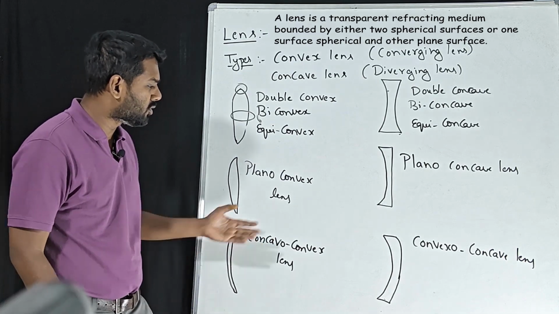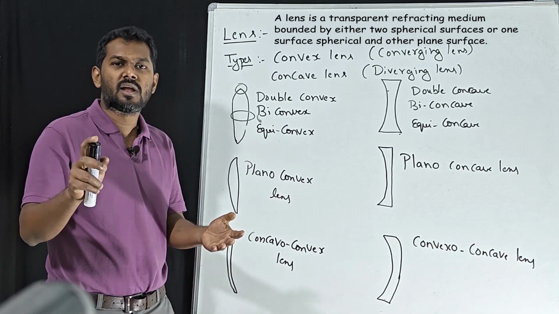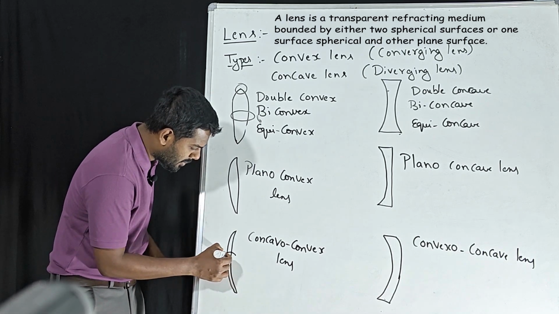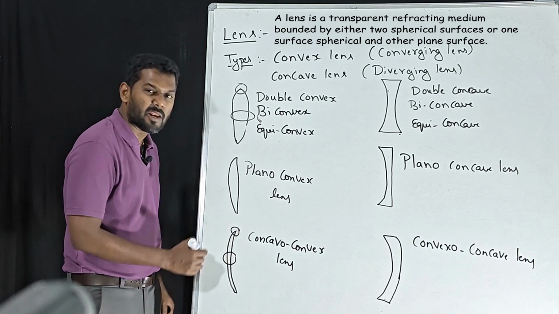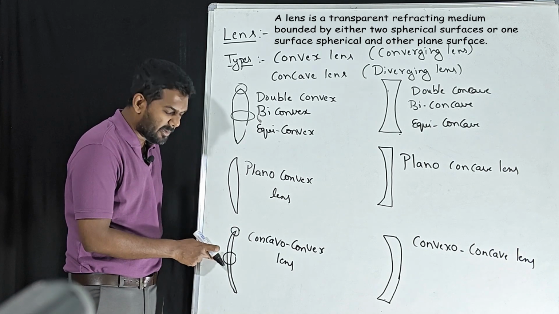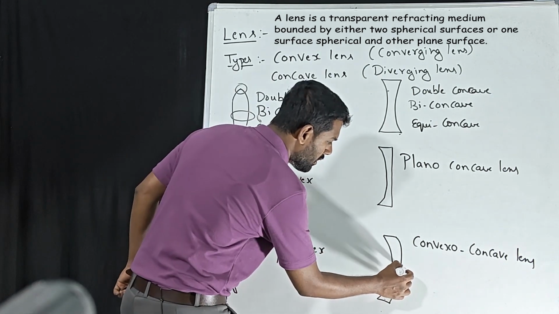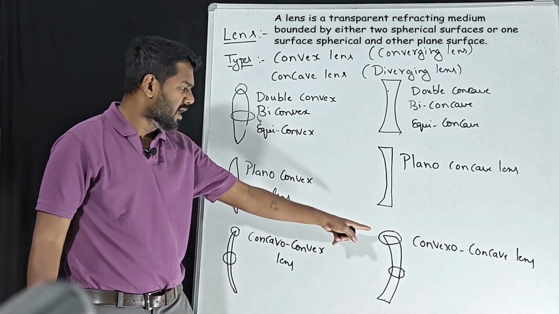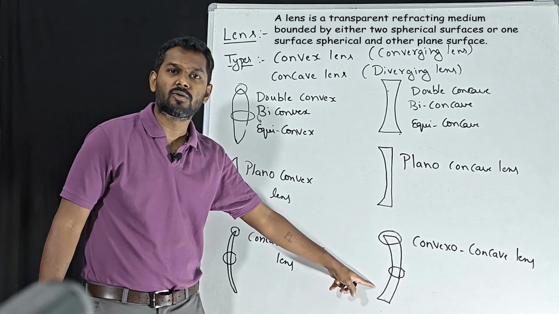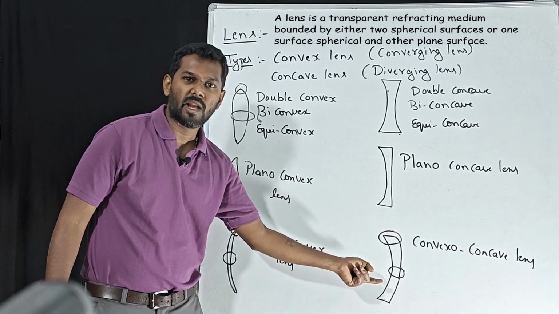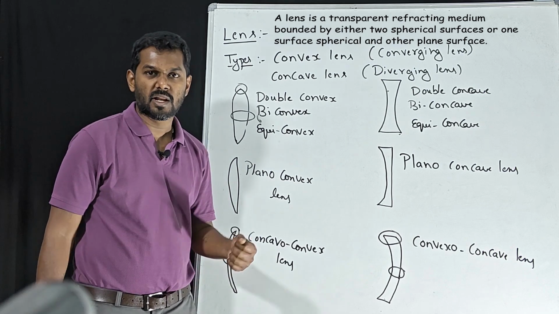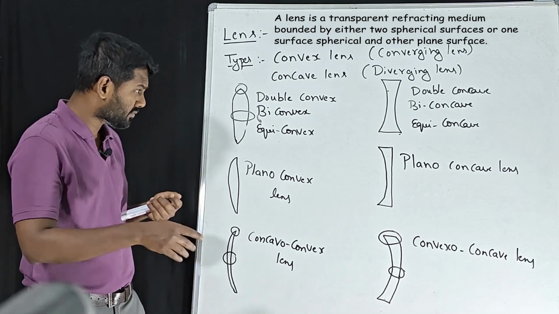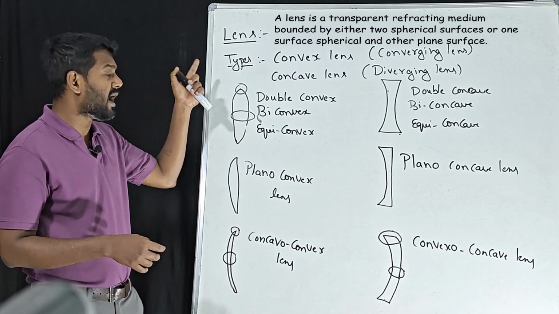Then why do we have two different types? The simple answer is the mid part. See here, compare the thickness of the mid part to the periphery. Periphery means edge. So the mid part is thicker, but here this is the mid part and this is the periphery. Again the edge is thicker compared to the mid part. Here we are going to get a diverging image. Here we are going to get the converging image. That's it. So these are the lens and its types.